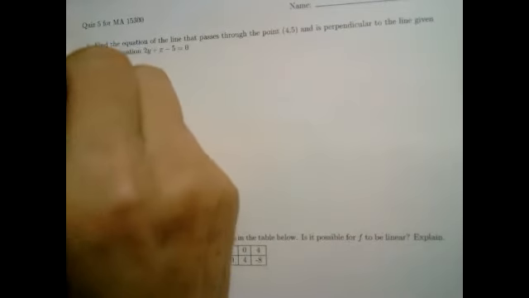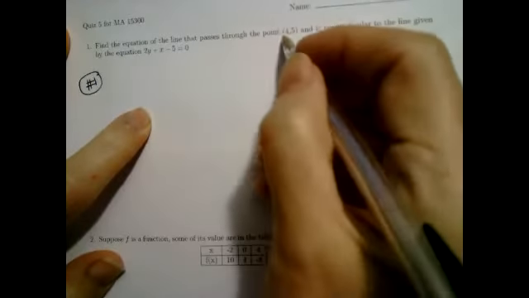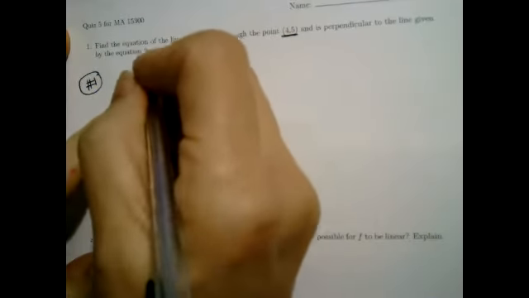So quiz number 5, usually you had trouble with number 3. Numbers 1 and 2 were not really hard for the students. So number 1, you have to find the equation of the line that goes through a point and is perpendicular to this line.